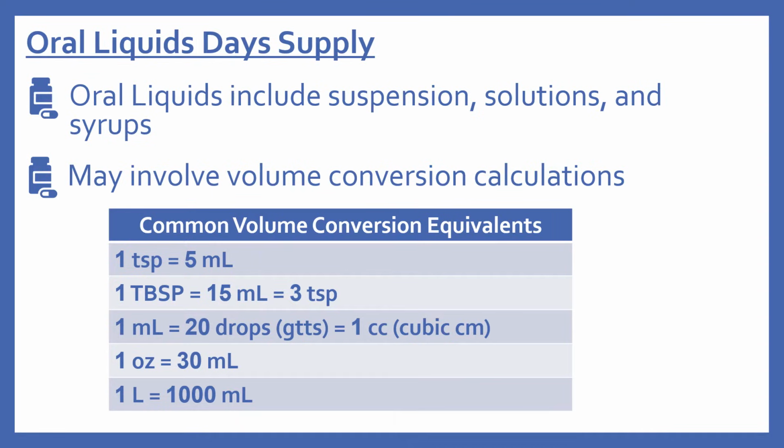The common volume conversion equivalents include 1 teaspoon equals 5 milliliters. 1 tablespoon equals 15 milliliters, which equals 3 teaspoons. 1 milliliter equals 20 drops, which equals 1 cc. 1 ounce equals 30 milliliters, and 1 liter equals 1,000 milliliters.